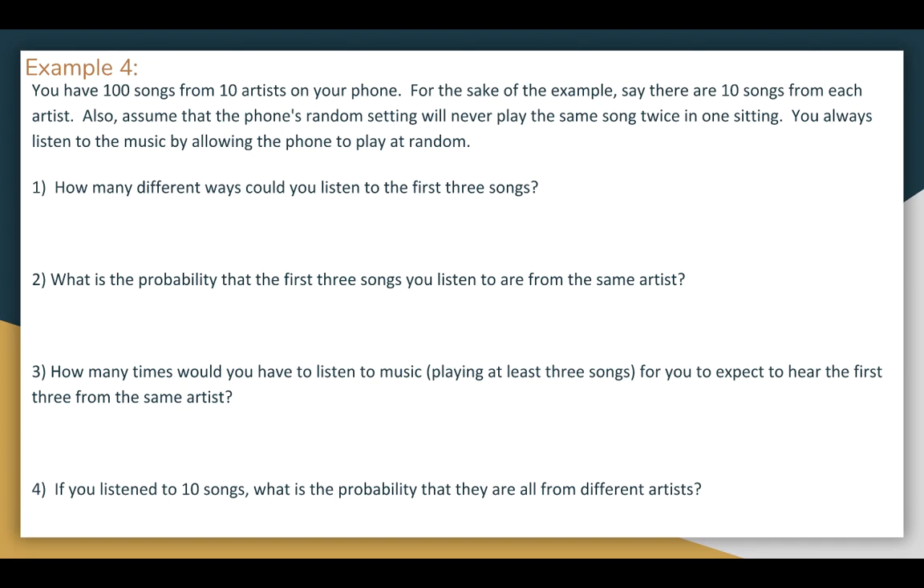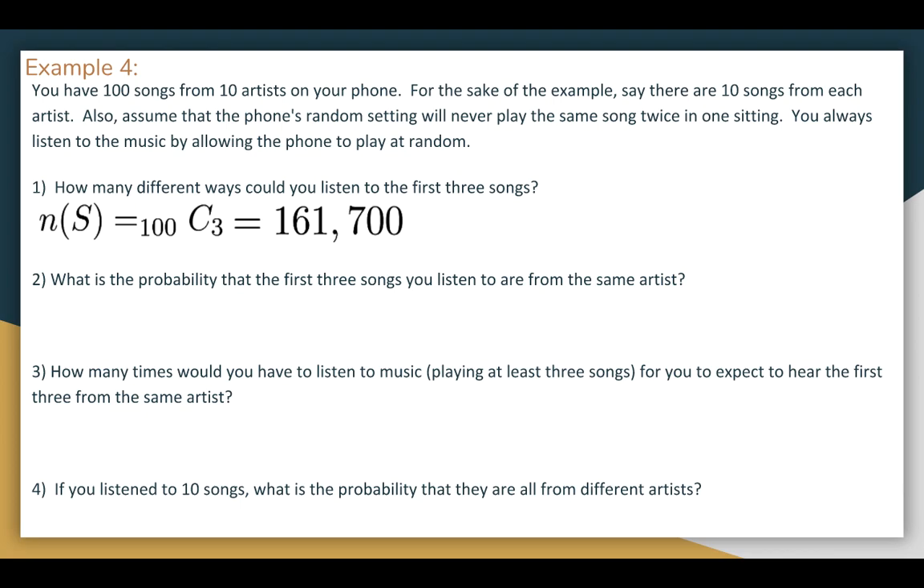I probably have to be more clear that the order in which you listen to songs doesn't matter. If you listen to song 1, song 2, song 3, that would be the same thing as if song 3, 2, 1 came up in that order. So it's a little bit simpler to do as a combination. So there's 100 choose 3 ways to listen to songs, 161,000.